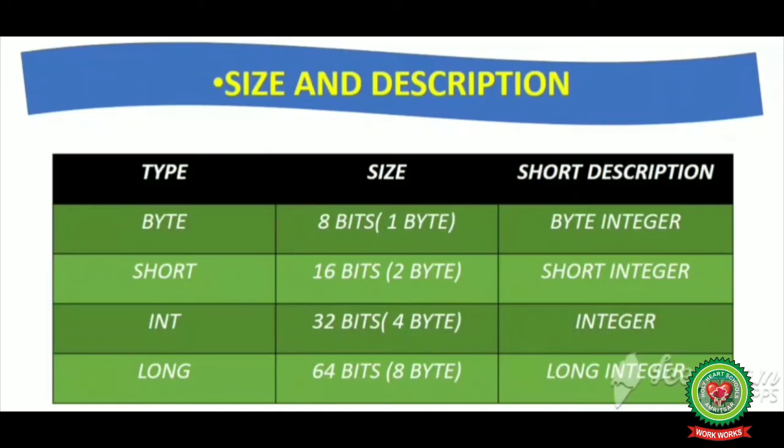Next we have long data type. Long data type takes 64 bits, that is 8 bytes in memory. Means if we take a single digit of long type, it will take 8 bytes in memory, and their descriptions are byte integer, short integer, integer and long integer.